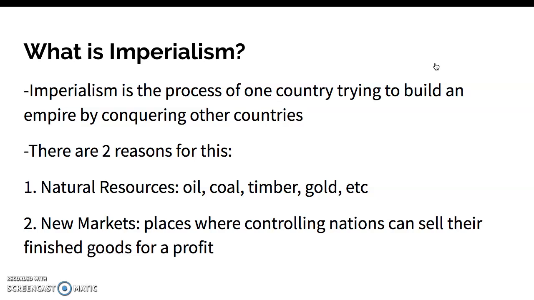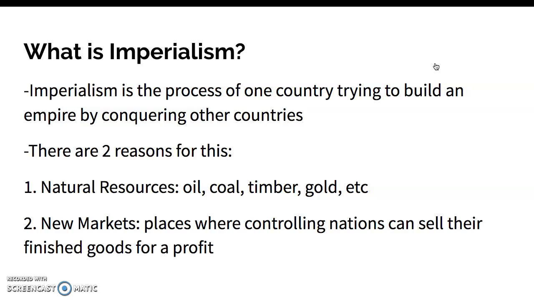Two main reasons for this. Why would you want to do this? Number one, you need natural resources in order to grow your economy: oil, coal, timber, gold, etc. There's a bunch of different ones that you can be profitable with. But if you're a country, you need those in order to take them and turn them into finished products. And then what do you do with those finished products? Then you go to number two, the second reason, new markets. You sell those finished products using those natural resources back to these countries, these new markets, your colonial influences, your spheres of influence, so to speak, so that you can make money, you can make a profit.